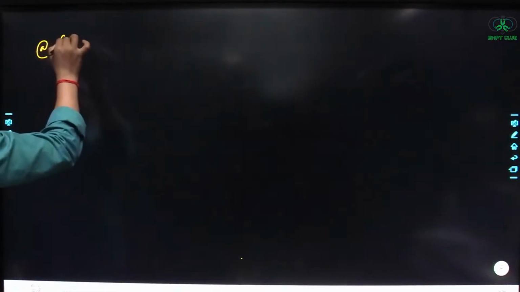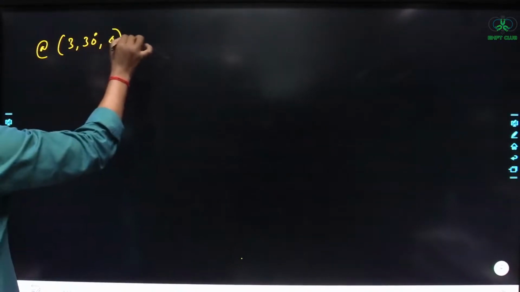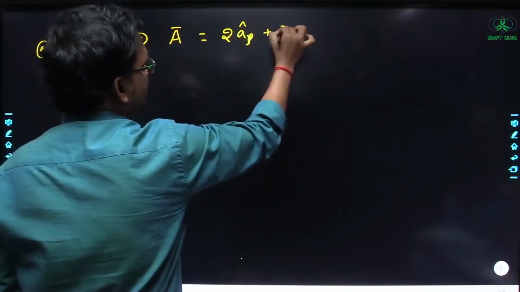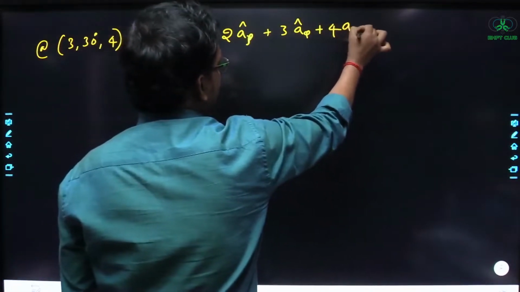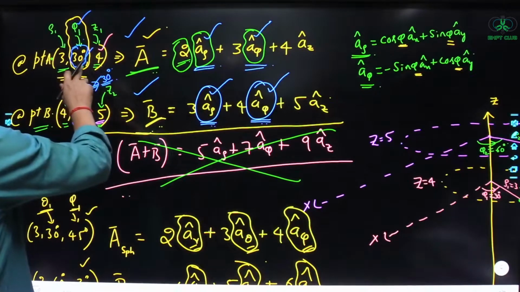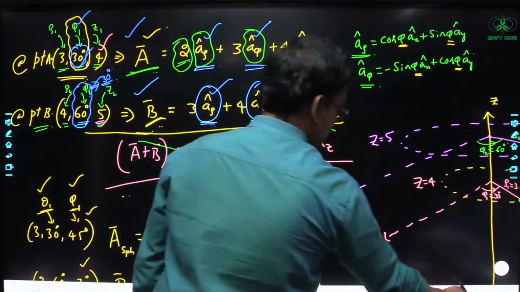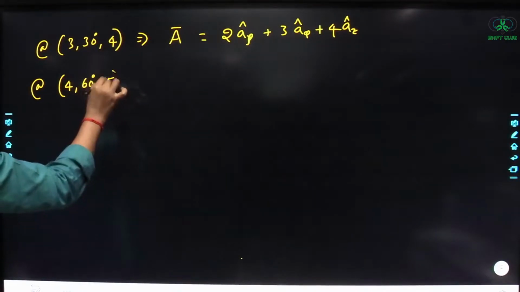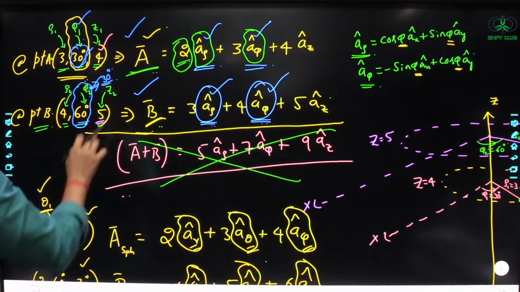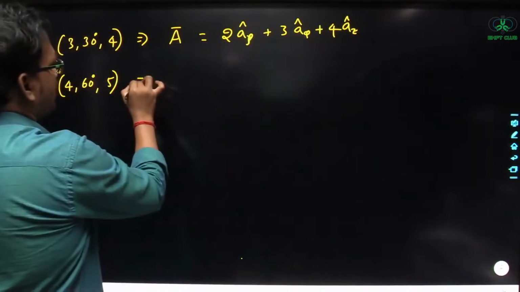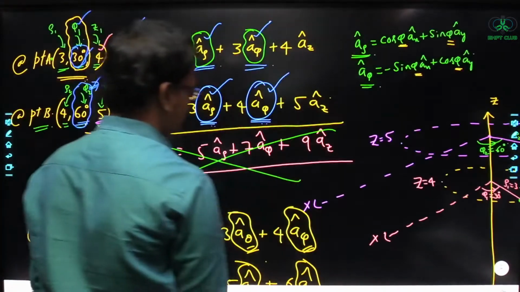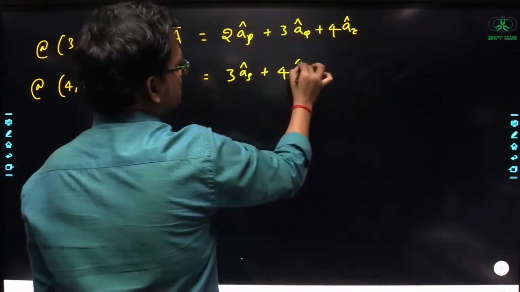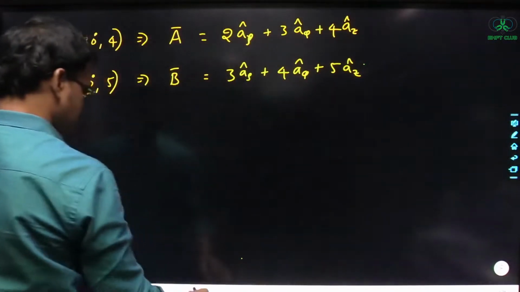At the point 3 comma 30 degrees comma 4, I have defined a vector a bar equal to 2 a rho cap plus 3 a phi cap plus 4 a z cap. At another point, 4 comma 60 degrees comma 5, I have defined another vector b bar equal to 3 a rho cap plus 4 a phi cap plus 5 a z cap.